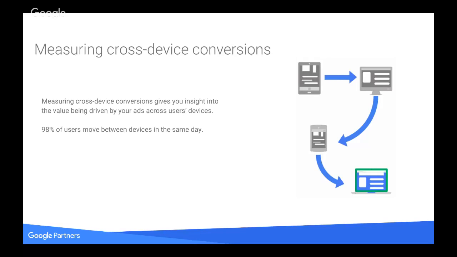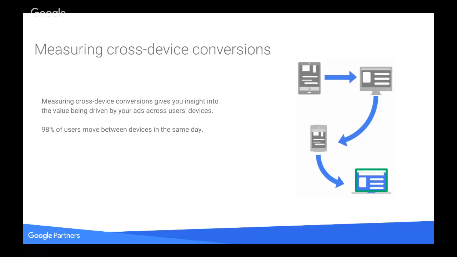We know 98% of users move between devices in the same day. So say I start looking at your ad on a tablet, go home, check it out on my desktop, and then finally convert on my mobile the next day on my way to work. You will be able to attribute some value to each of these devices and know that the user had multiple touch points before they even came to the final conversion.